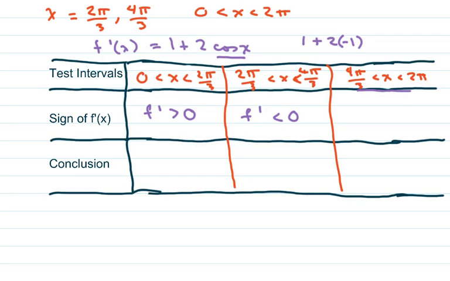And then you can plug a number in here. So we could try 3 pi over 2. Cosine of 3 pi over 2 is 0, so you get 1. So that's going to be positive. So this is going to be increasing, decreasing, and then back to increasing.